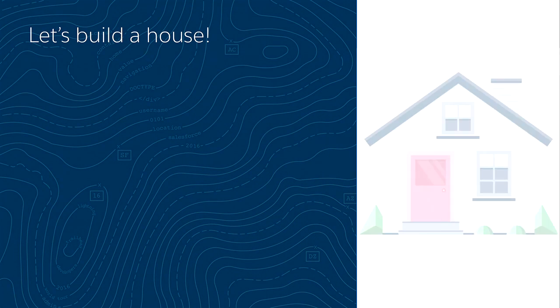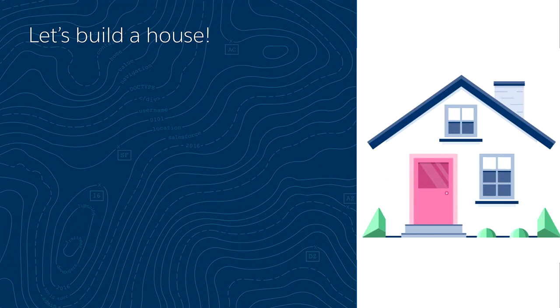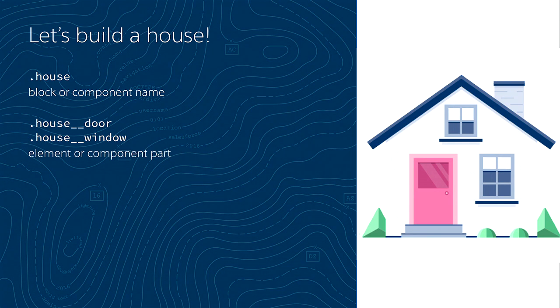So let me show you an example. Going back to our house example from earlier, let's build a little house component. So the class house is our main component. This is the block or the component name. An element or a component part is separated with two underscores. So we start with the component name house, and then you can see if you underscore door or underscore window, you're pointing to the door of the house or the window of the house. You can see that immediately. A modifier is separated with two dashes. So since we have a gray house, we have our house dash dash gray, which tells you we're talking about modifying the gray color of the house.